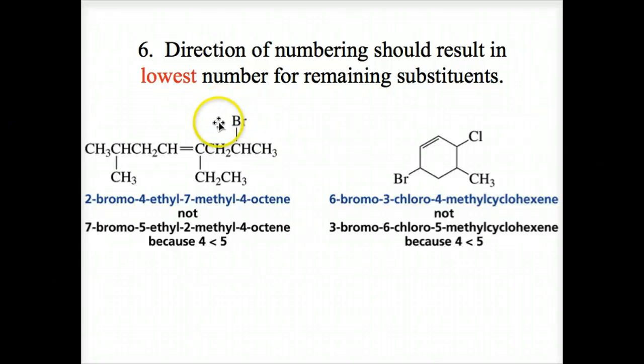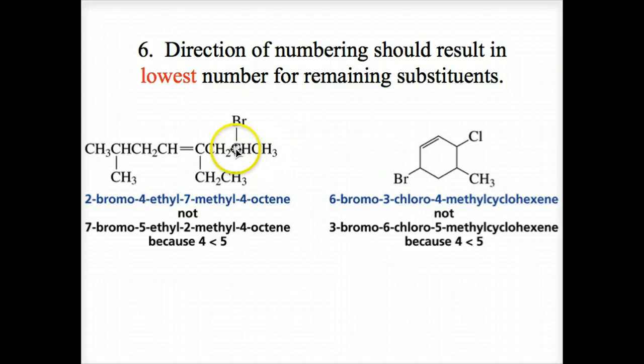So, an example, here we got the double bond in the middle of the molecule. 1, 2, 3, 4, 5, 6, 7, 8. Or 1, 2, 3, 4, 5, 6, 7, 8. So it's a tie. However, the substituents would be at 2, 4, 7 in one direction, but 4 is less than 5. So we're going to prefer to have 2, 4, 7. So the double bond will be between 4 and 5.